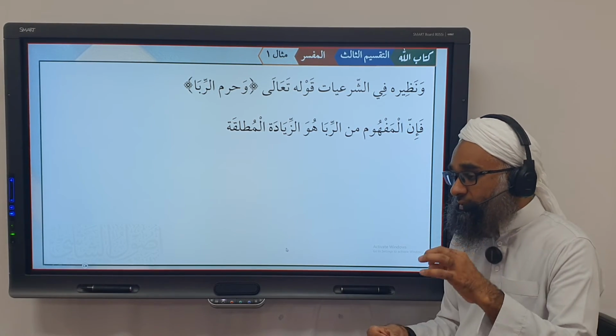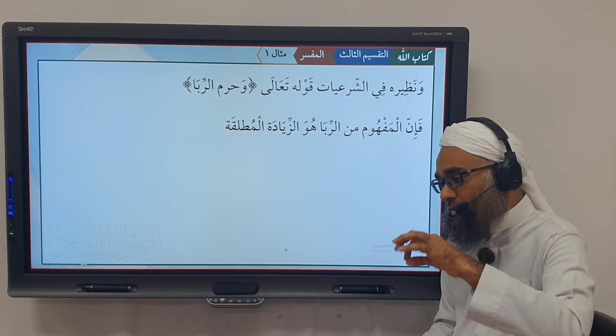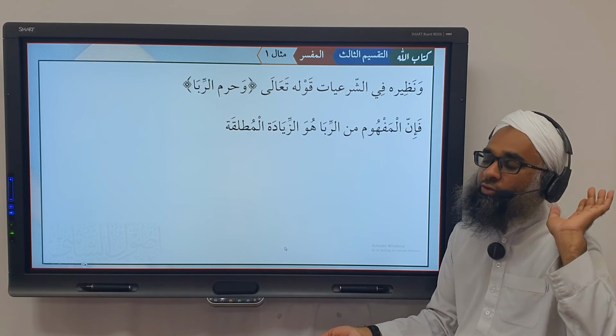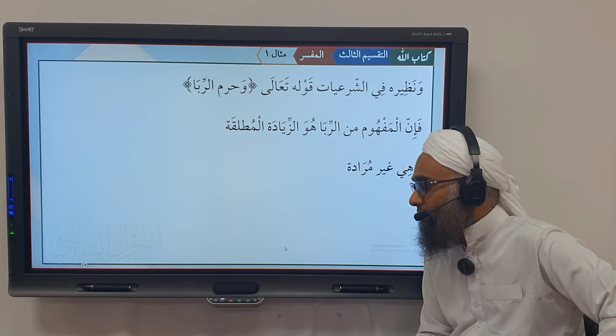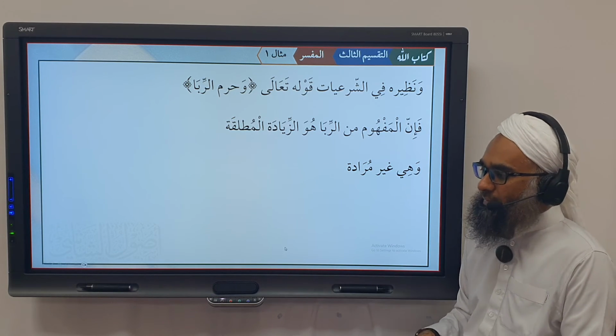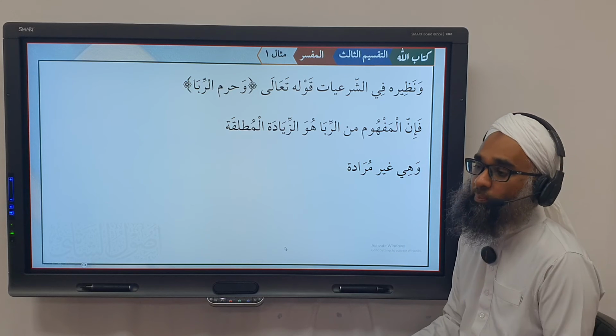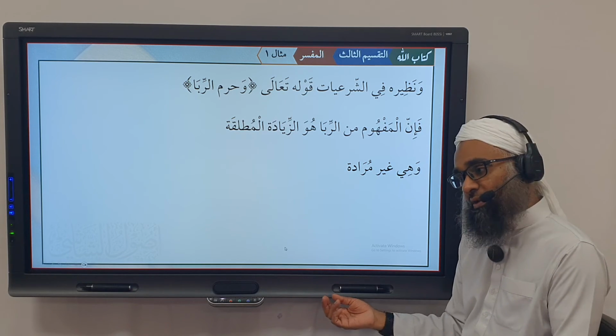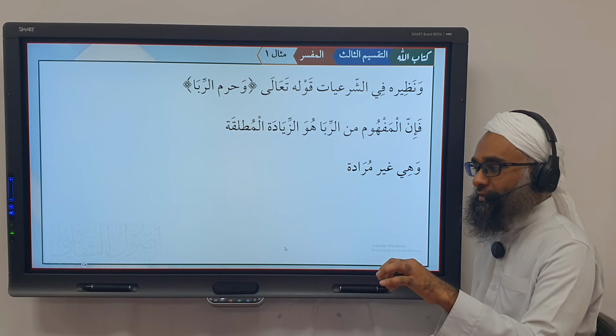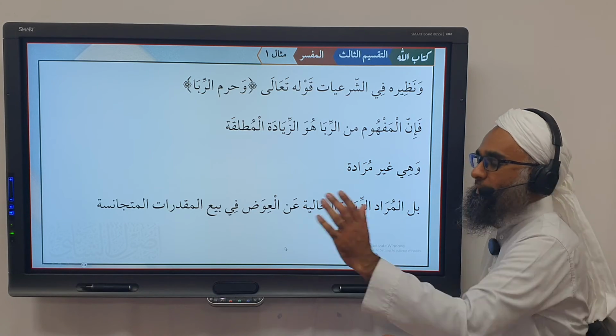So now, until the Prophet ﷺ clarified to us what is meant by this, we could not figure out the meaning of this. Fahim? وَهِيَ غَيْرُ مُرَادَةٍ. I mean, an increase is not impermissible. If you buy a product and sell it for more money, what have you made? You've made a profit, haven't you? That's increase. That's not the murad. The murad is a specific type of increase.